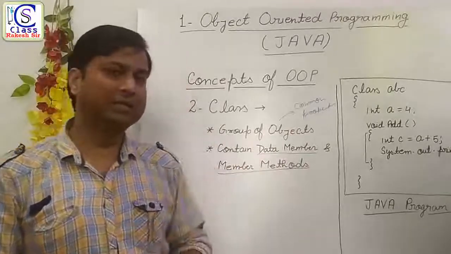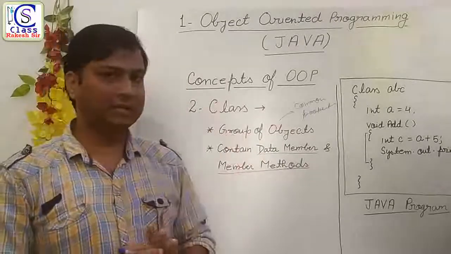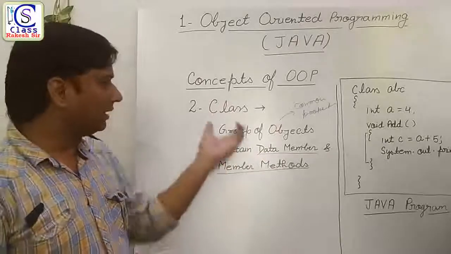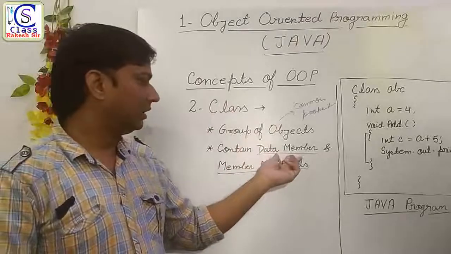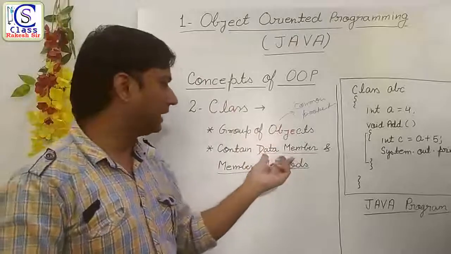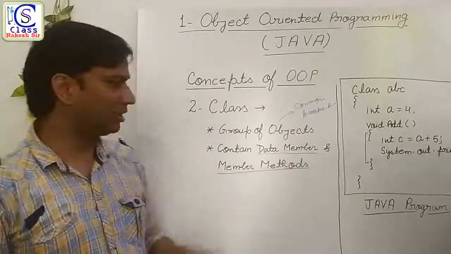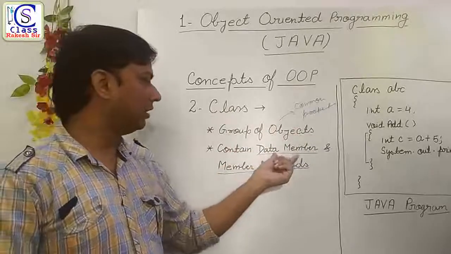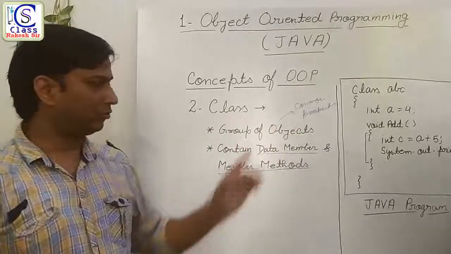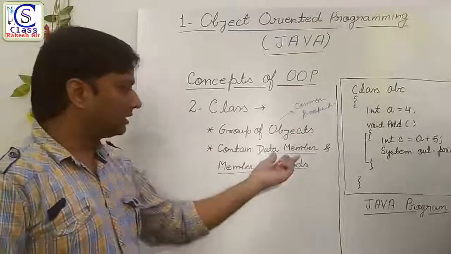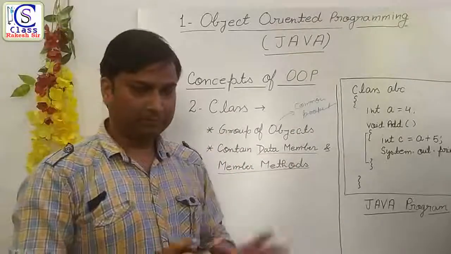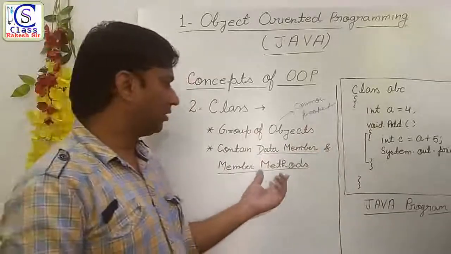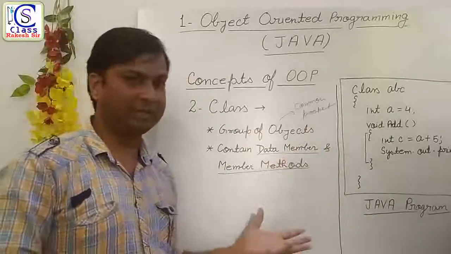Now here you will say, sir, object is clear, but what is a data member and what is a member method? We were saying that inside the class there will always be either an object, a data member, or a member method, because a class is a group of similar types of objects and a class also contains data members and member methods. So object is clear, but what is a data member and member method? I'm going to explain that here, because I'm using these two words, data member and member method.